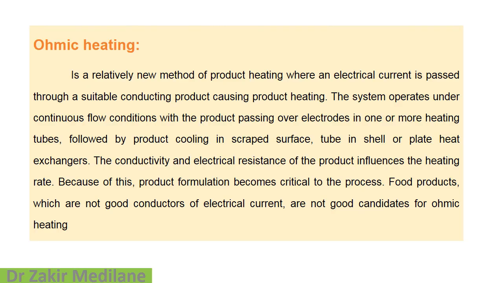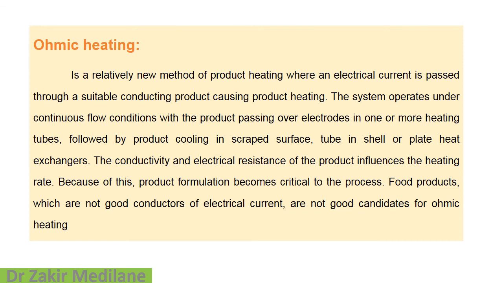Next, ohmic heating. The next method for the process of heating is ohmic heating. It is a relatively new method of product heating where an electrical current is passed through a suitable conducting product, causing product heating. The system operates under continuous flow conditions with the product passing over electrodes in one or more heating tubes, followed by product cooling in a scraped surface.